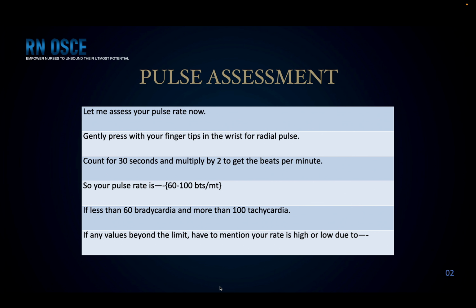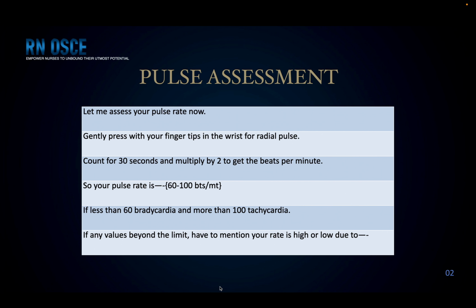Next, pulse assessment. Again ask, shall I now proceed with checking your temperature, or let me assess your pulse rate now? Then you have to explain that I will assess your radial pulse. It's located in the wrist. I will assess for 30 seconds. And you have to verbalize that I will multiply by 2 to get the beats per minute to impress your examiner. And once it's done, you have to again mention that so your pulse rate is so and so.